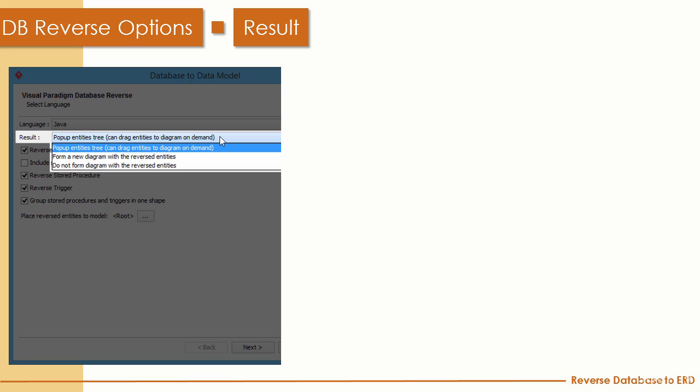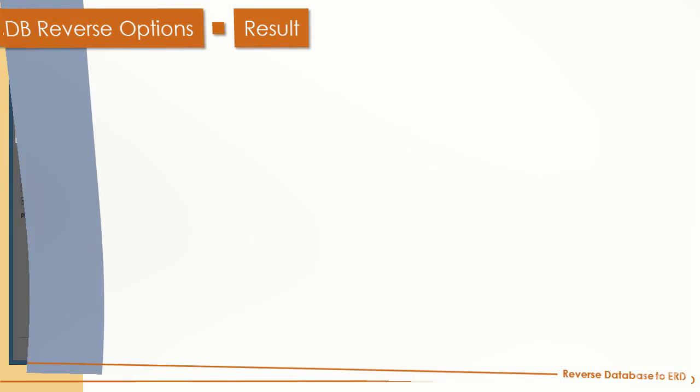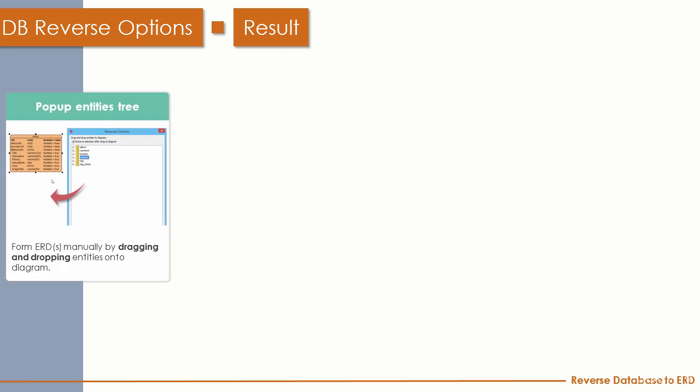The second option is the result. How is the reversed result shown? This is what we see, the list, and by default it is a pop-up entity list. Let me just show you the differences between these options. The first one is the pop-up entity list. What we just did is we provide a list, and then you can drag and drop the entities into the ERD, and that helps you to develop multiple context-based entity relationship diagrams rather than a giant entity relationship diagram.